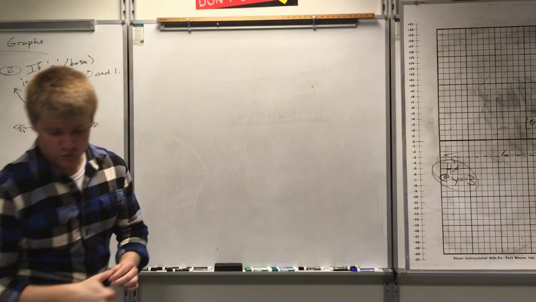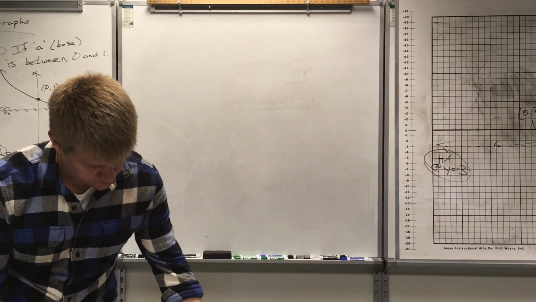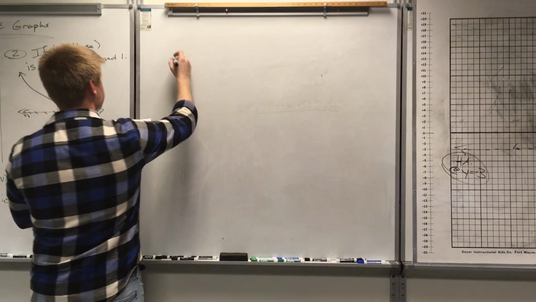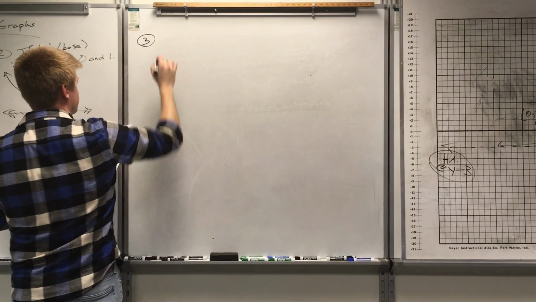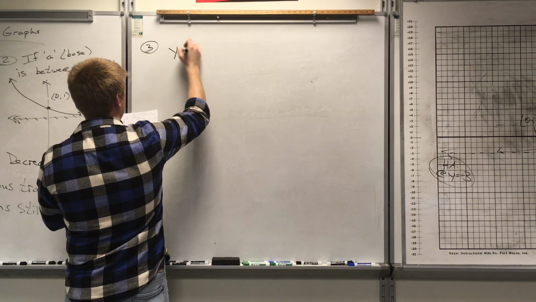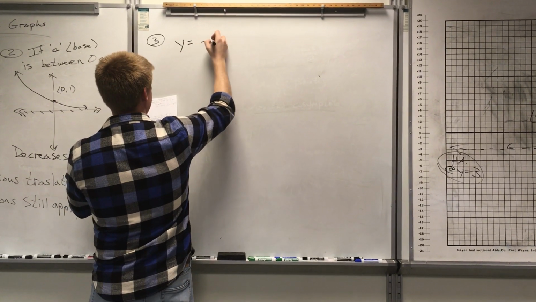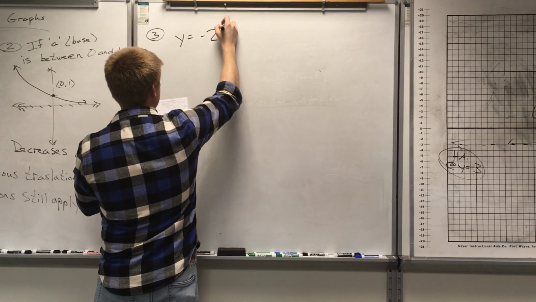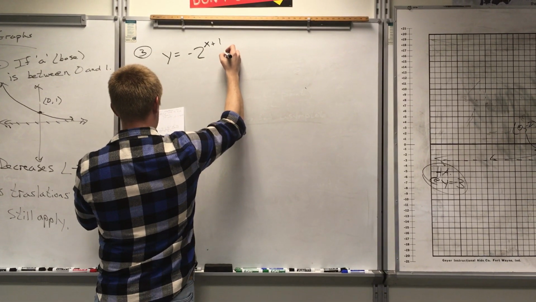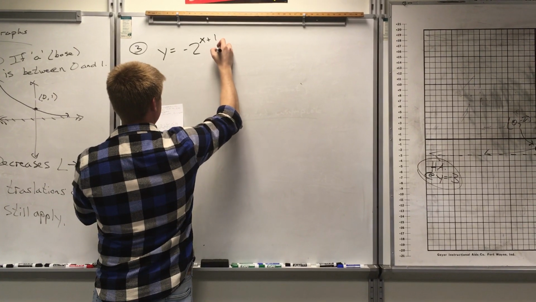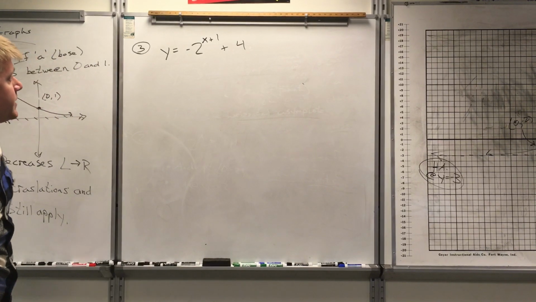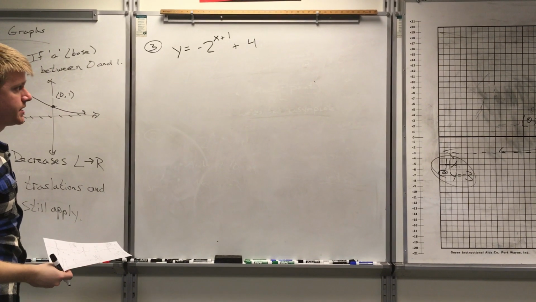We're going to involve one that has both a reflection along with a horizontal shift. All right, so this one we're going to do, actually we'll involve all 3. Y is equal to negative 2 to the x plus 1 plus 4. So y is equal to negative 2 to the x plus 1 plus 4.